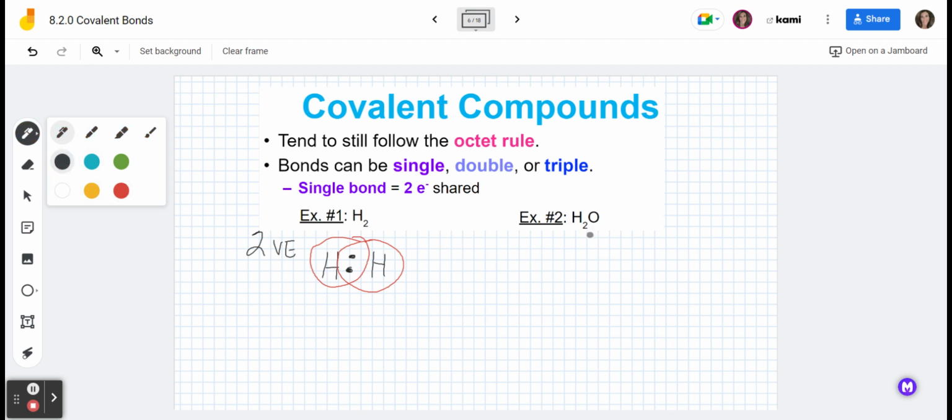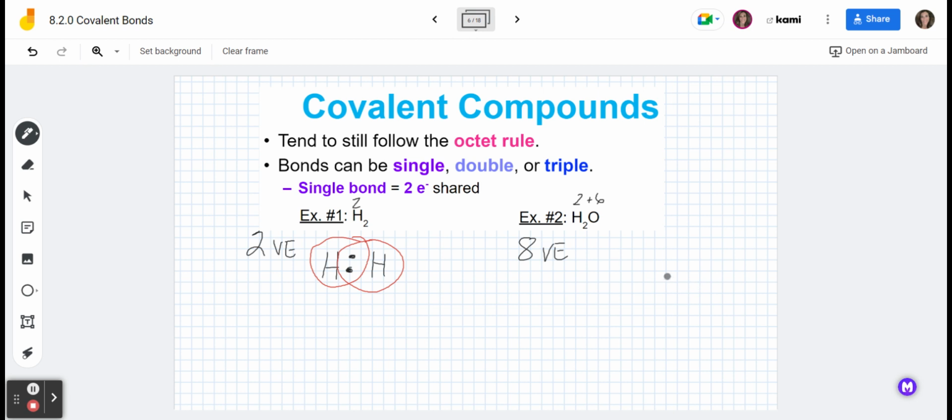All right, water, H2O. Well, water, H has 1 valence electron, but there's two of them. So 2 times 1 is 2. Plus oxygen, if you look for the valence electrons on oxygen, is 6. So we have 8 valence electrons.